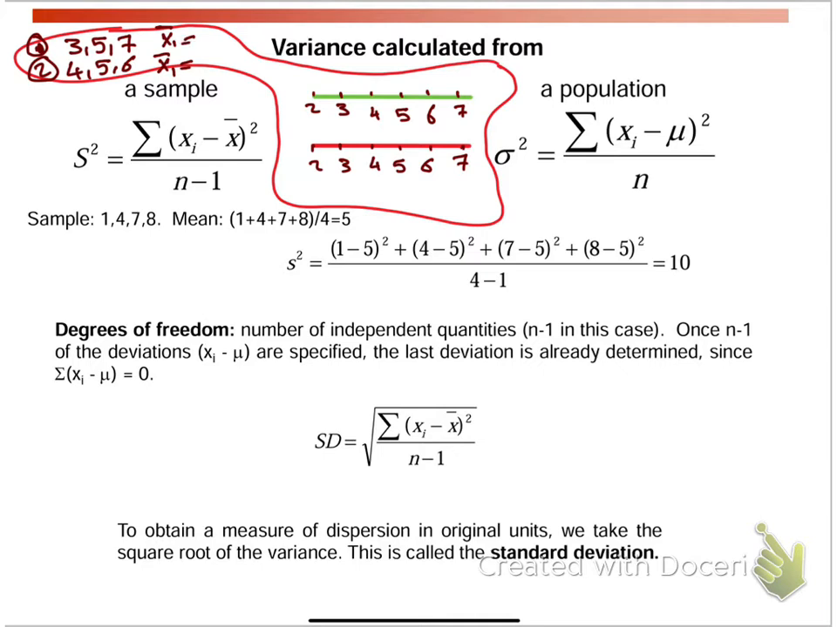So x bar for the first one would be the sum of them: 3 plus 5 equals 8, plus 7 equals 15, divided by 3 equals 5. The second one: 4 plus 5 equals 9, plus 6 equals 15. So 15 divided by 3 also equals 5. So the mean for both of them is 5.